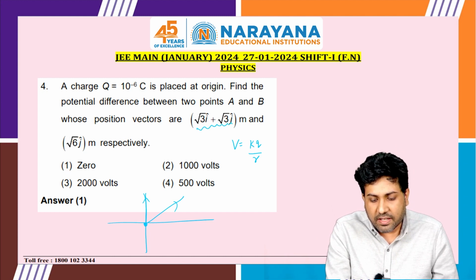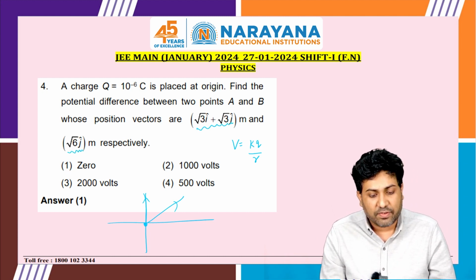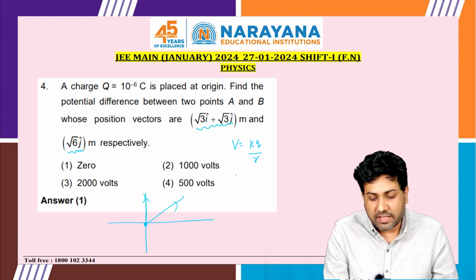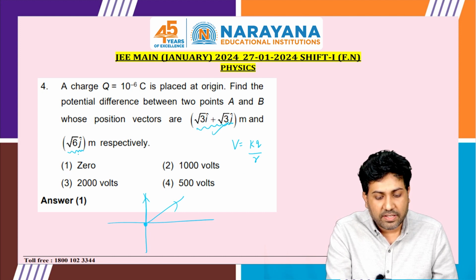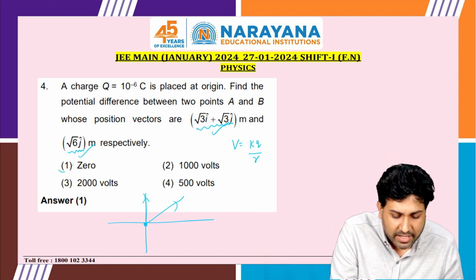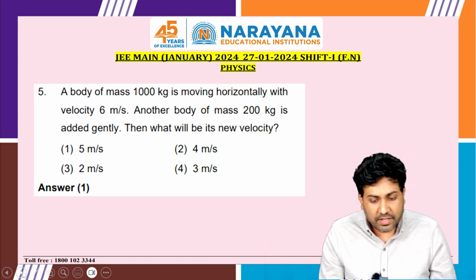the distance of this point from the origin is the same as the distance of this point from the origin. If the distances are equal, the potential at this point and this point are equal. And if the potentials are equal, the difference in potential will be 0. So the answer should be 0. Okay, now let's move to the next question.